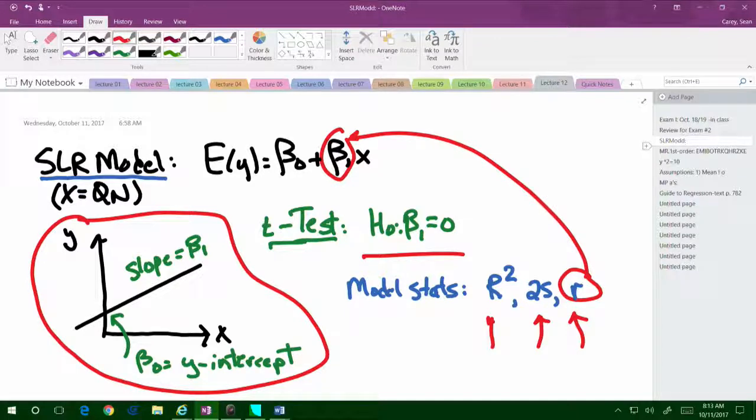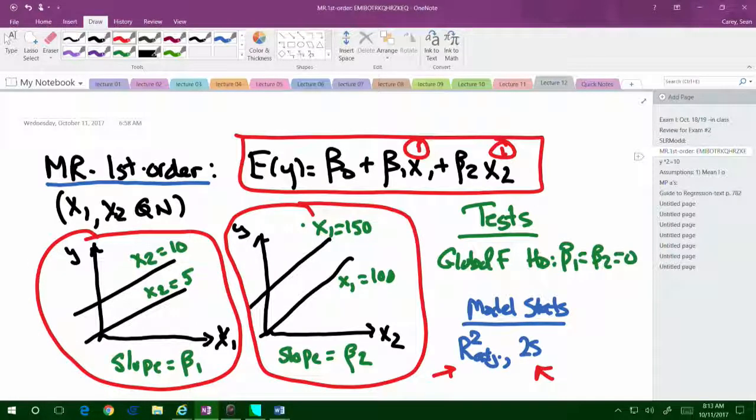If I ask you what the slope of that line is, you all know it's beta 1. And notice that beta 1 is multiplied by x. So if I ask you what's the slope of the line relating y to x, it's the beta that's multiplied by that x. Okay, that's easy. You go to multiple regression first order. And if I ask you what is the slope of the line relating y to x2, it's the beta multiplied by x2. Okay, that's beta 2.